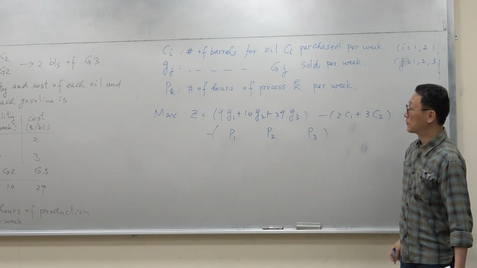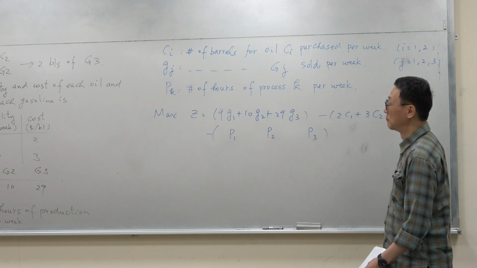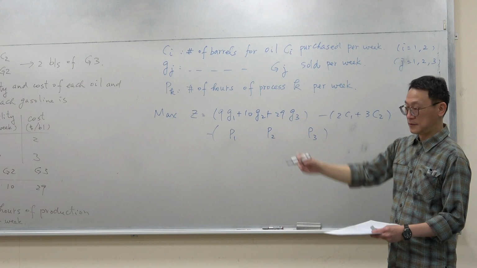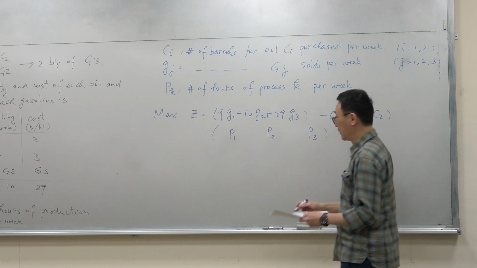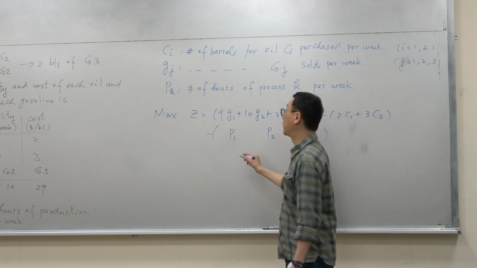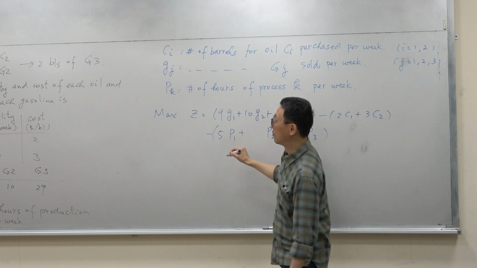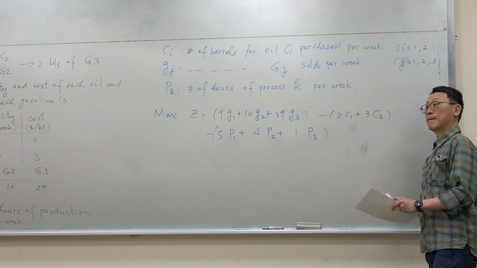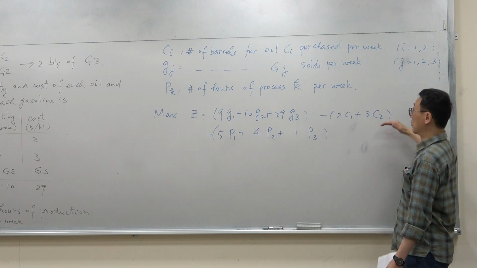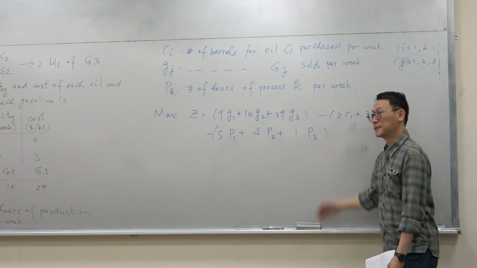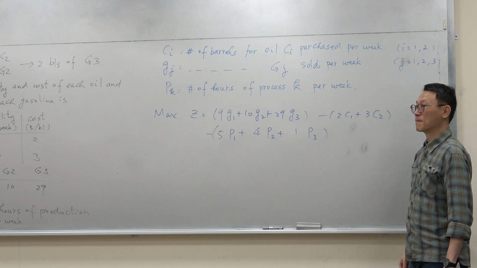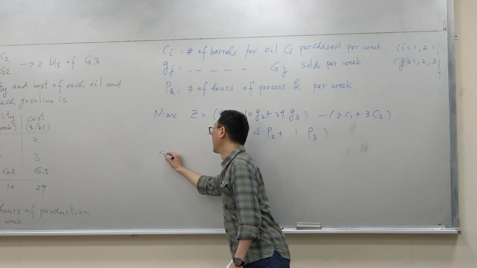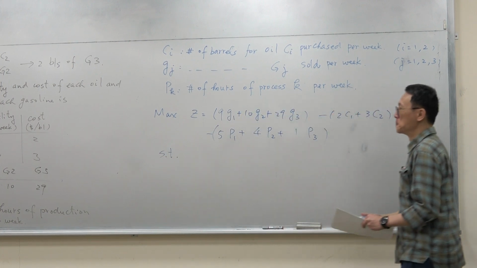Different processes have different running costs. So that will be 5, 4, 1. Okay. That's the raw material cost, that's the production cost. Okay. Constraints?